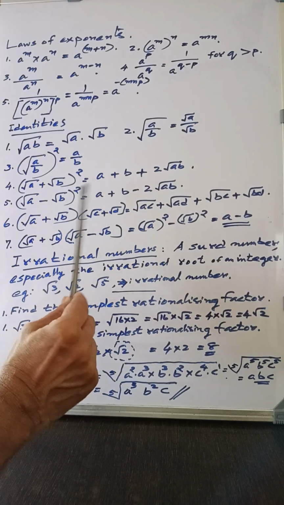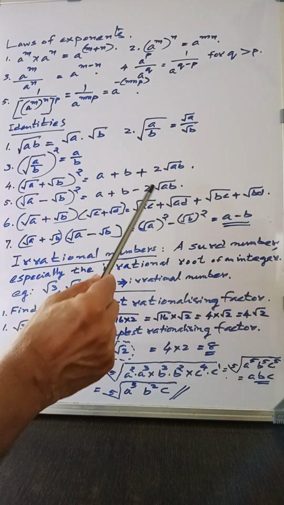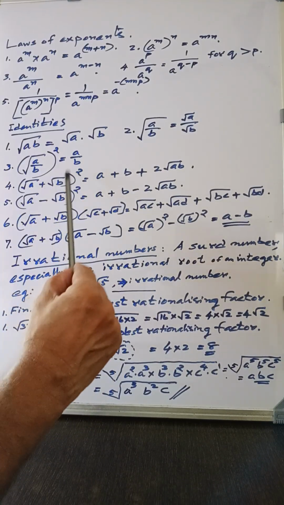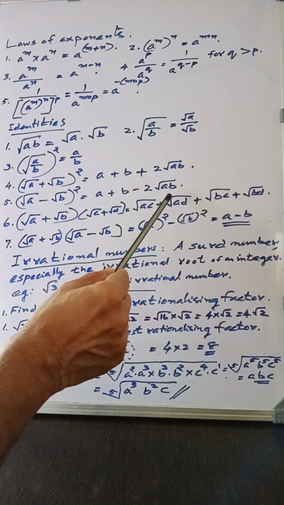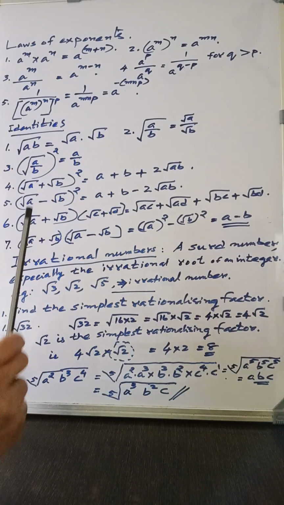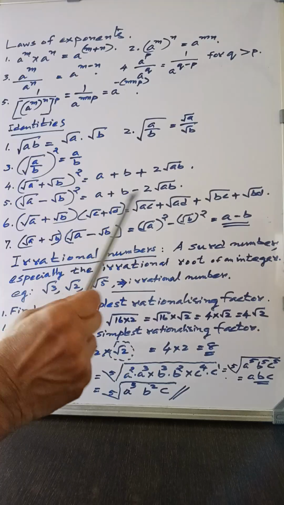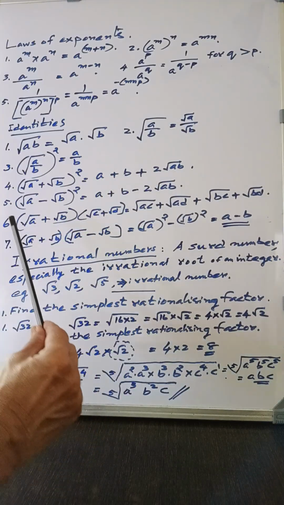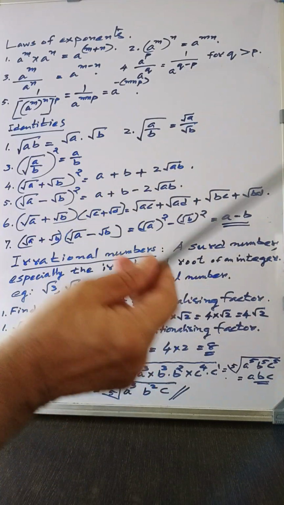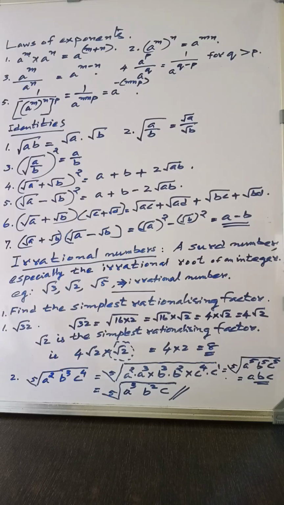(A − B) the whole square is A square plus B square minus 2AB. (A + B) the whole square is A square plus B square plus 2AB. Like that. (A + B)(C + D) is AC plus AD plus BC plus BD. But here the radical sign also comes in.